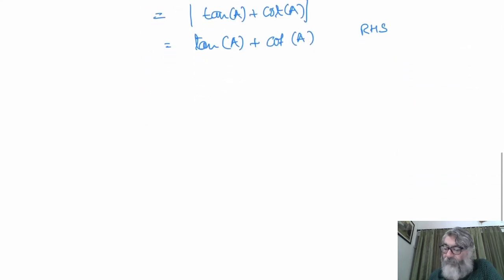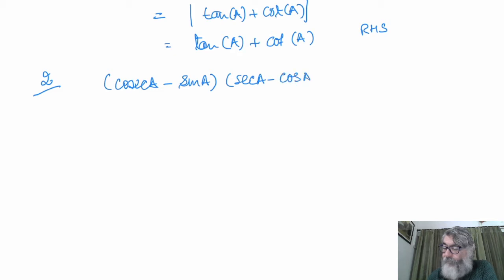Now let us see question number 2. What is question number 2? Cosec A minus sin A, sec A minus cos A, into tan A plus cot A is equal to 1. Now certain ideas you get from the question itself.